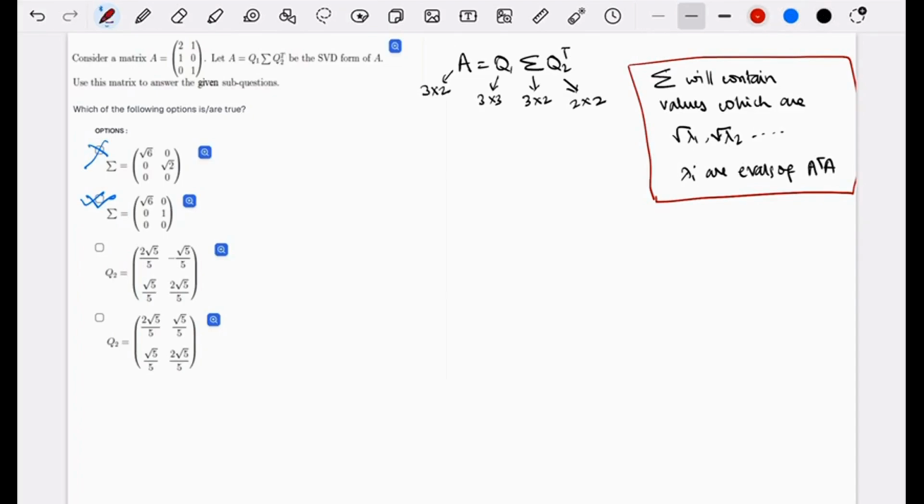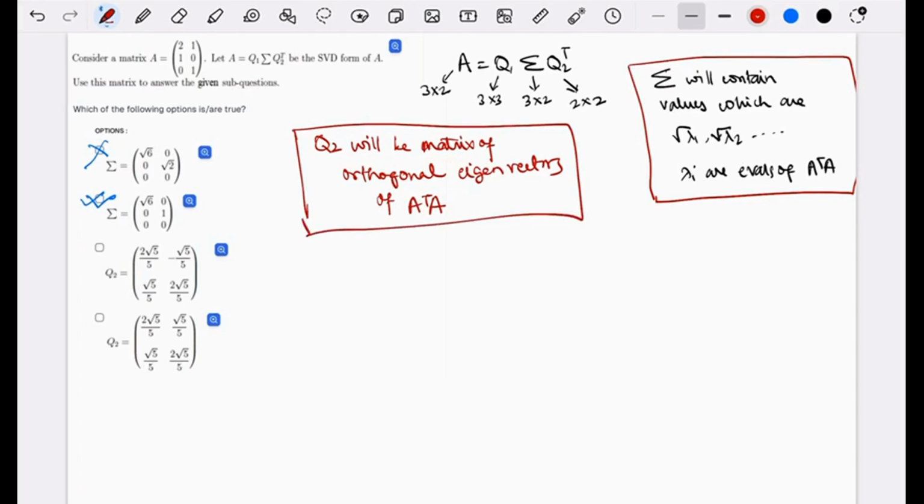So we know again what Q2 is. Q2 will be the matrix of orthogonal eigenvectors of A transpose A, right?